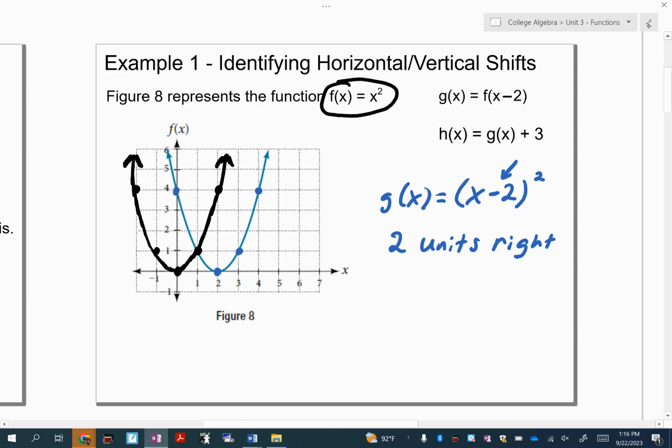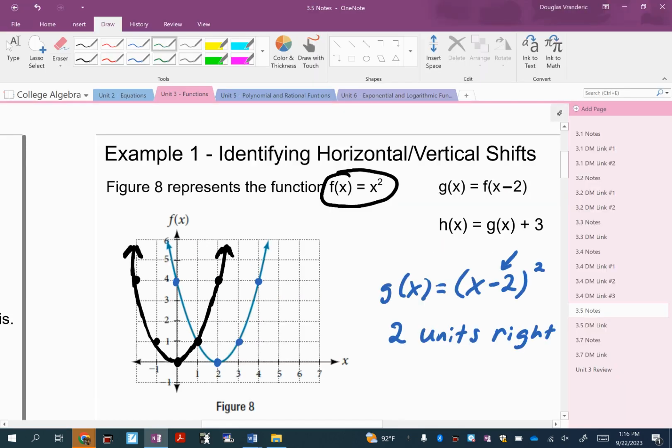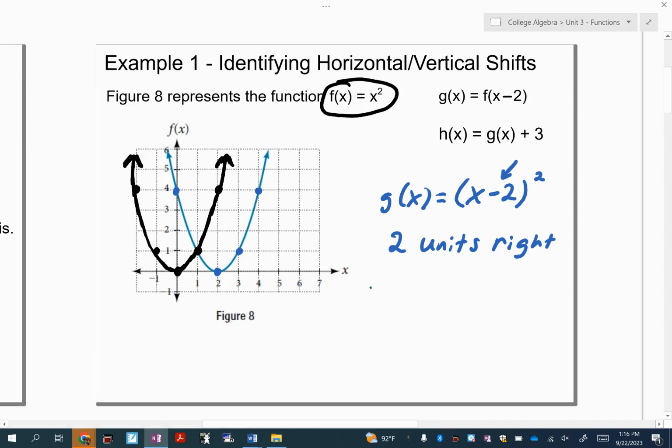Okay? Now let's look at this h of x. All right, this h of x is to continue with what we just did with the blue one. So we still have the x minus 2 squared. All right, we still have the x minus 2 in the parentheses. But now we're adding on this plus 3. So we still have the 2 units to the right. That's the x minus 2, the thinking opposite in the parentheses.